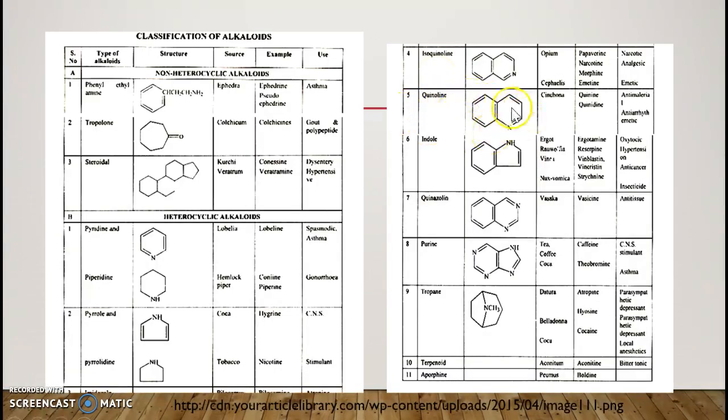Then quinoline, the quinoline heterocycle, present in the common drug cinchona. Quinine and quinidine are the active constituents which are used as antimalarial drugs. Indole alkaloid, present in ergot and rauwolfia. Reserpine is the main constituent which is used as a hypotensive. Then purine, which consists of the nitrogen in the heterocycle, and sources are tea, coffee, coca. It is a CNS stimulant. And tropane alkaloid, the tropane nucleus is present mainly in datura, belladonna and coca. The main active constituent is atropine. It is a parasympatholytic drug.